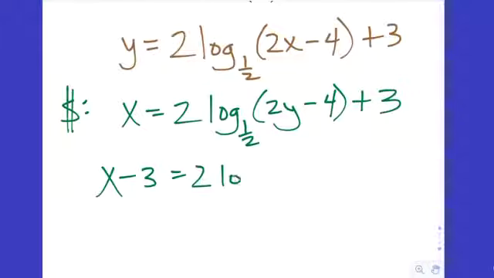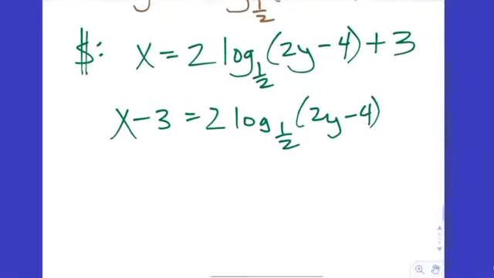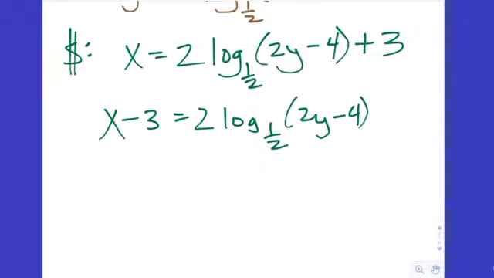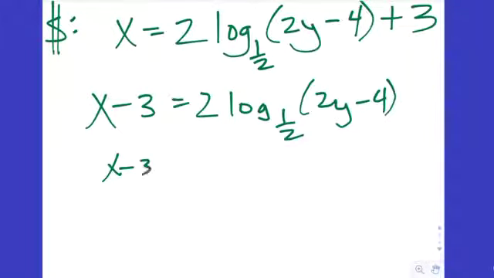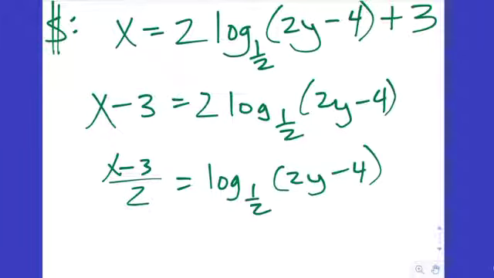The line before I did it in 1 step. All right, so if you subtract the 3, now you have an x minus 3 on that side. Now that you have the term isolated with the variable, now you got to get the factor isolated. And so right now on the right, we're multiplying by 2, so the inverse of that is dividing by 2. So you end up with x minus 3 over 2 equals log base 1/2 of 2y minus 4. Looking good. We're getting there.